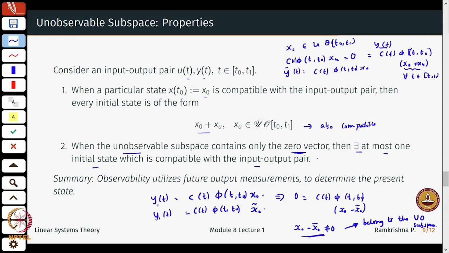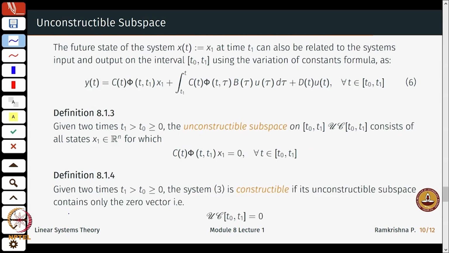And therefore, x naught is necessarily equal to x naught tilde, and therefore, when the system is observable, I can uniquely construct x naught. That is what this statement means over here. Okay. So, similarly with the unconstructible subspaces.